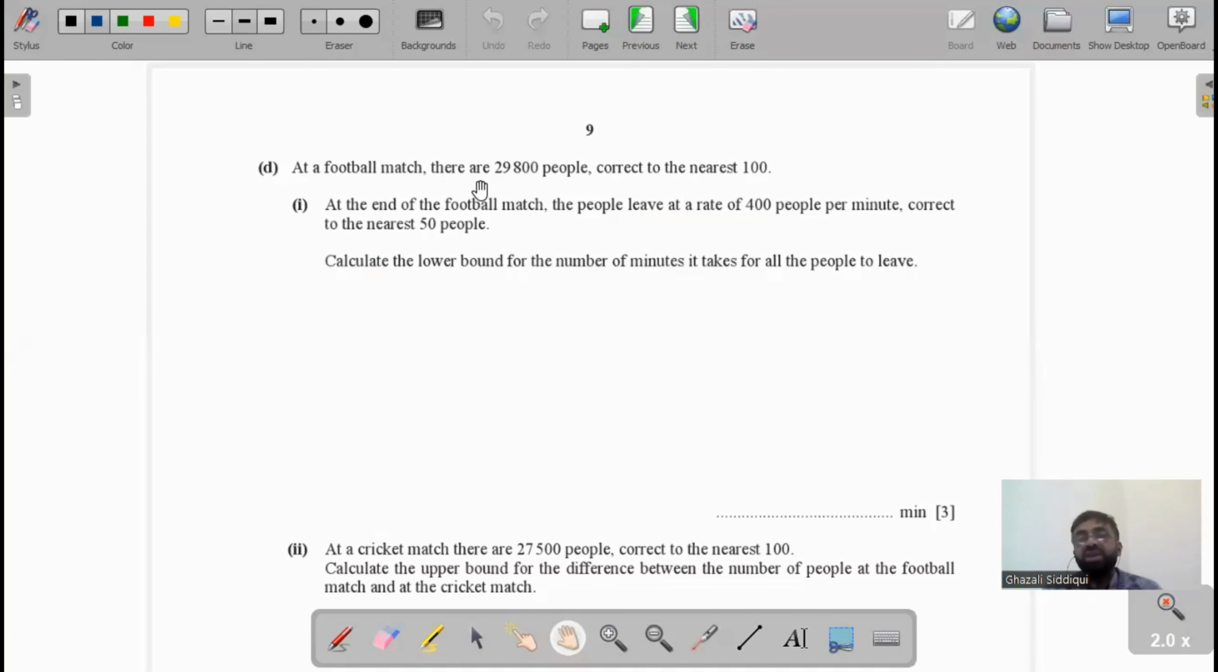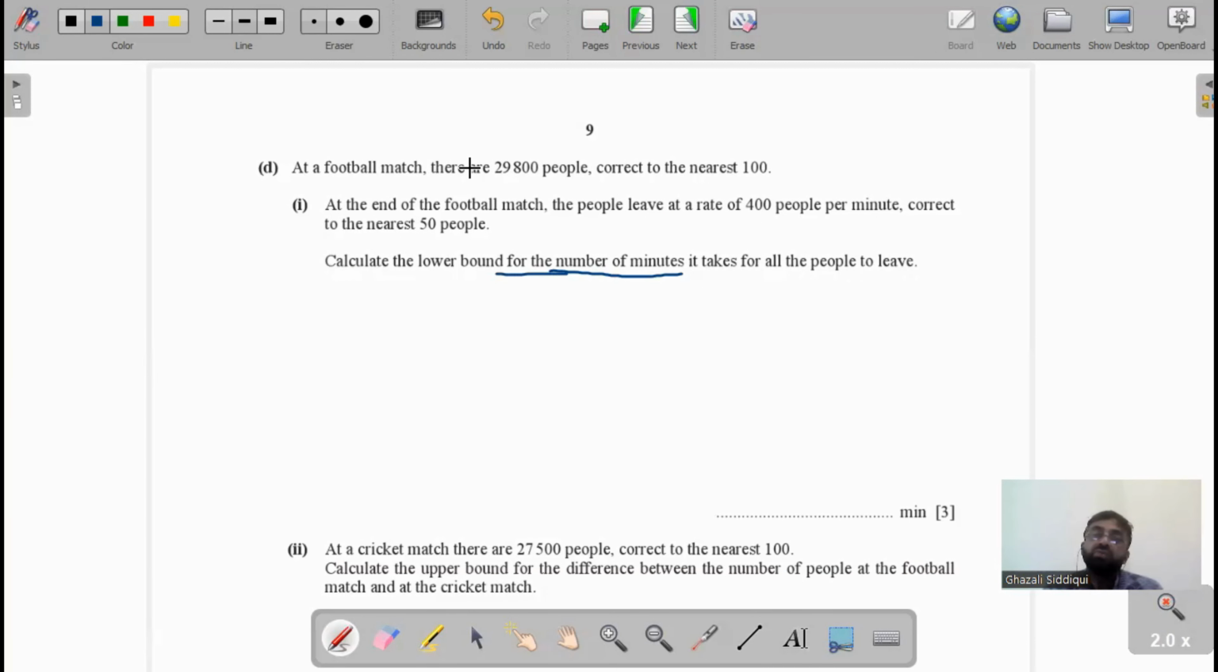Part D. At a football match, there are 29,800 people, correct to the nearest 100. At the end of the football match, the people leave at a rate of 400 people per minute, correct to the nearest 50 people. Calculate the lower bound for the number of minutes it takes for all the people to leave.